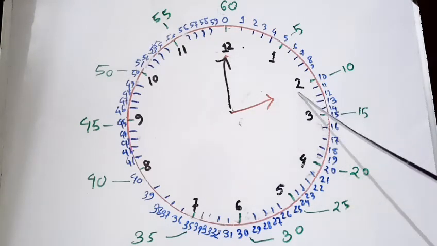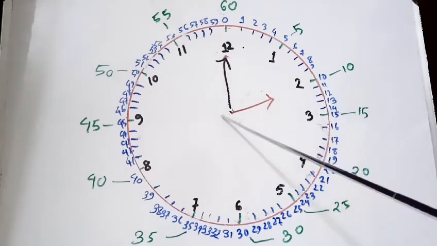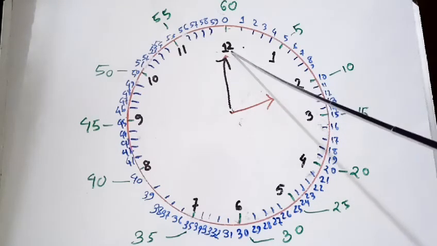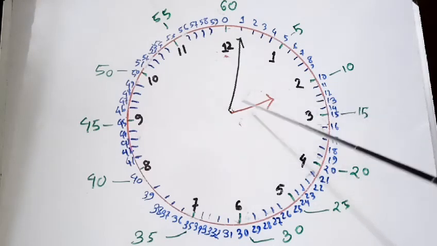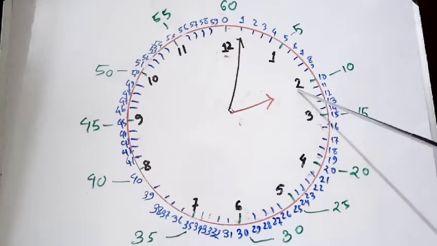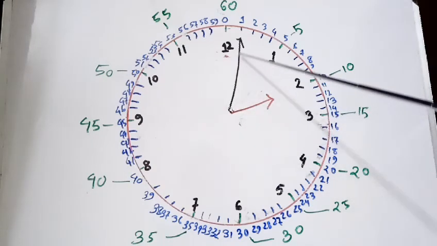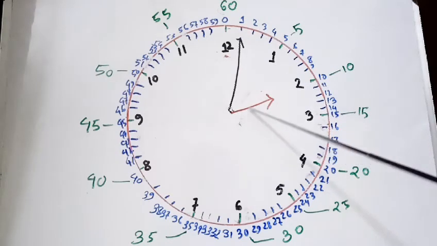When the hour hand is pointing exactly at 2 and the minute hand is pointing at 12, it means 2 o'clock. When the hour hand is located exactly at, or just past, 2, it is called 2 hour, and if the minute hand is located at 1 minute, then the time is 2 hour 1 minute.